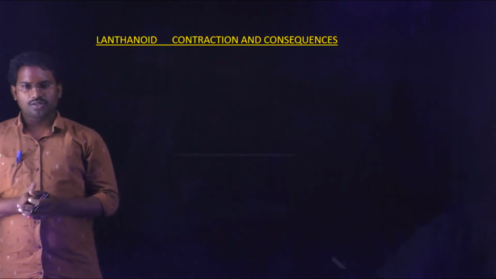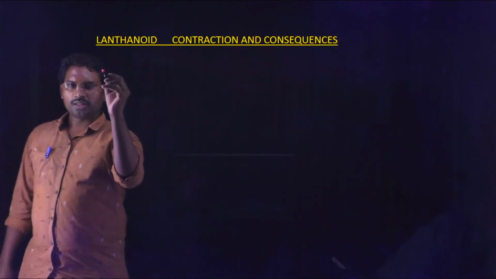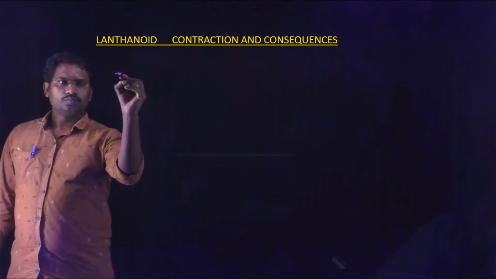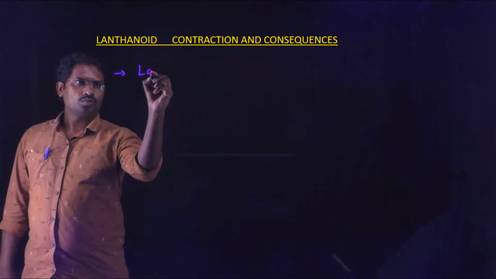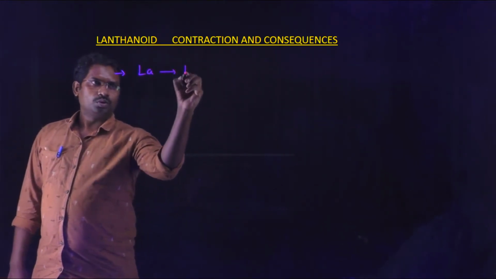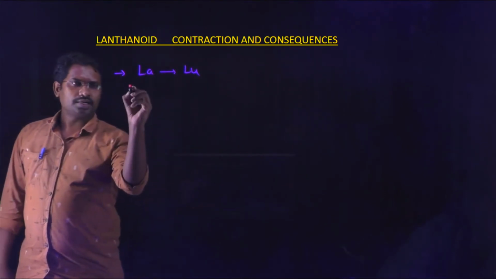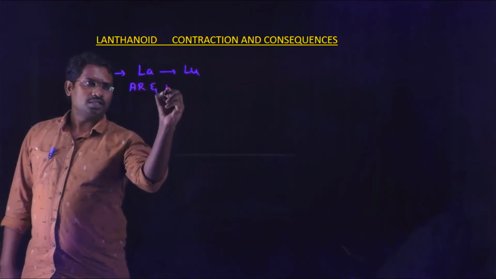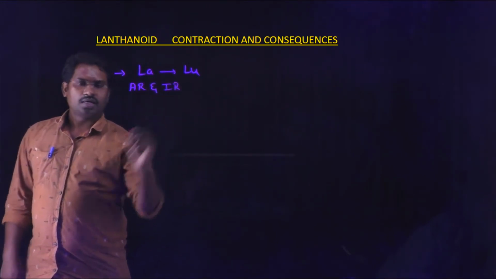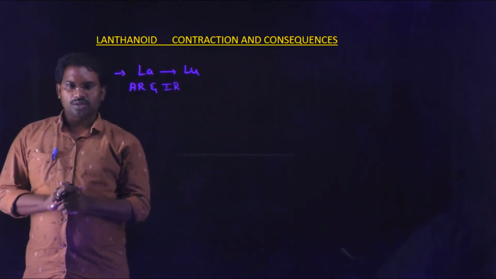Lanthanoid contraction and the consequences. So what is meant by lanthanoid contraction? We know that the lanthanide series elements start from lanthanum to lutetium. The decrease in the atomic radii and ionic radii of lanthanoid series elements is known simply as lanthanoid contraction.